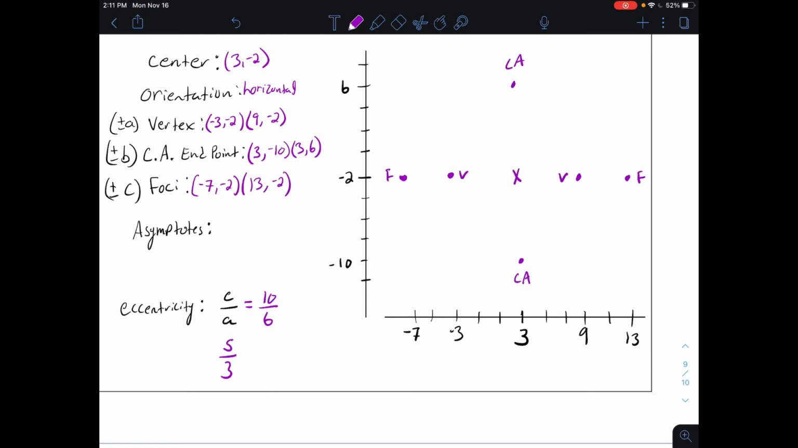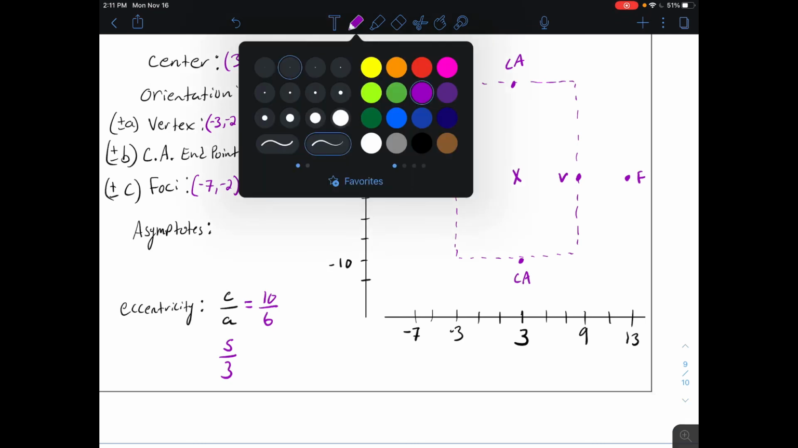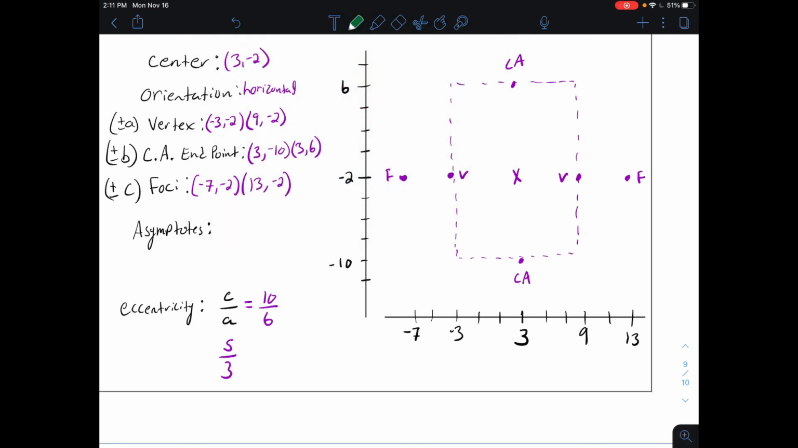Now we'll make our central rectangle. The rectangle passes through the vertices and the conjugate axis endpoints, not through the foci. Its sides are parallel to the conjugate axis and the transverse axis. Remember, the transverse axis connects the vertices together. Before we start graphing our actual hyperbola, we want to make our diagonals, which represent the asymptotes.